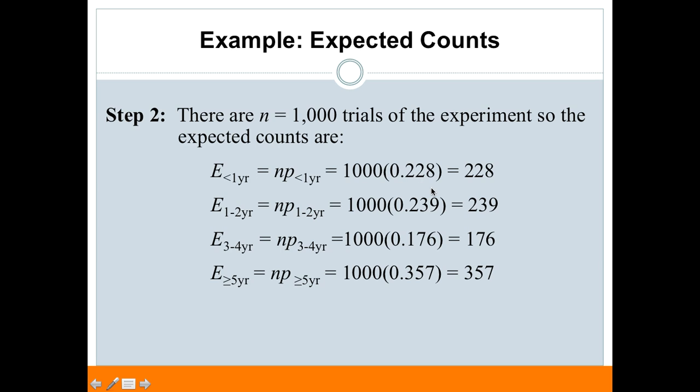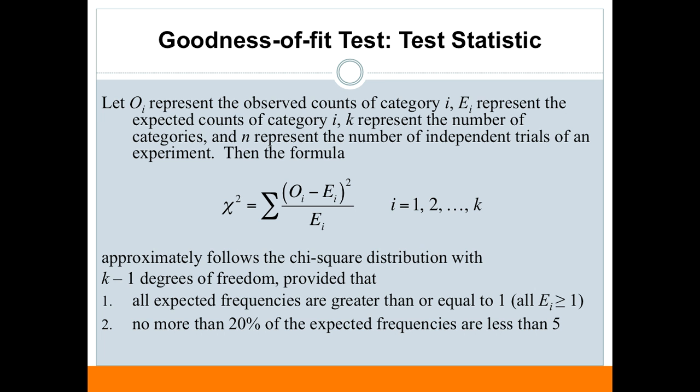So we would expect out of 1,000 actual people to be selected that 228 of them have been caring for their grandchildren for less than 1 year, 239 of them have been caring for 1 to 2 years, 176 for 3 to 4 years, and 357 for 5 or more years. Now again, this is what we would expect based on the data from the 2000 census.